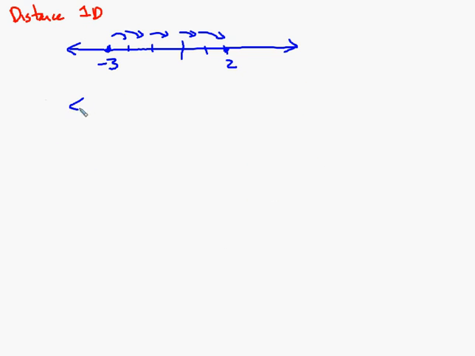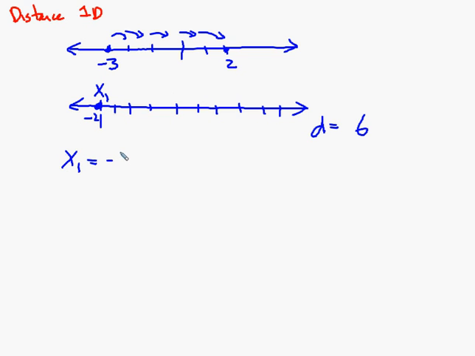Now suppose I know the distance in 1 dimension. Like maybe here's negative 4. And suppose I say the distance is 6. And this is one of my points. We'll say x1 is this. So x1 is negative 4, and my distance is 6. Well then, what's x2?